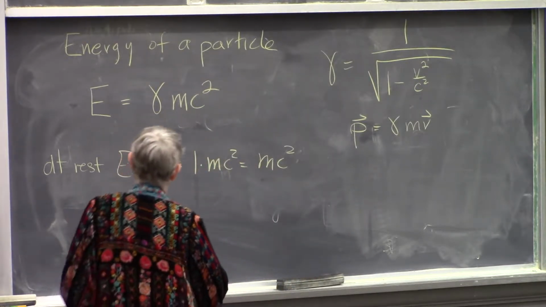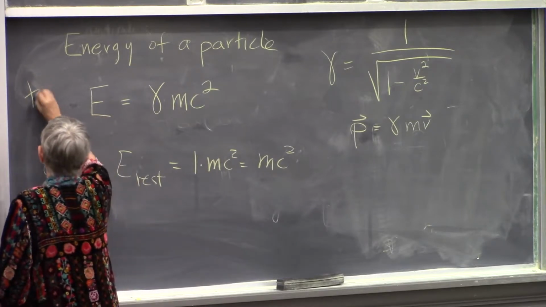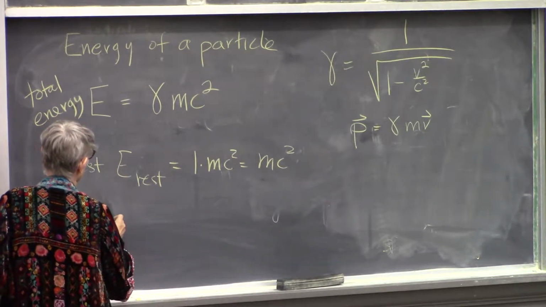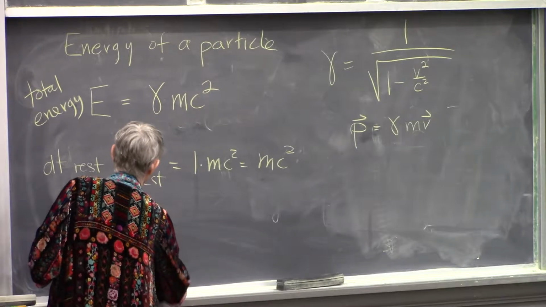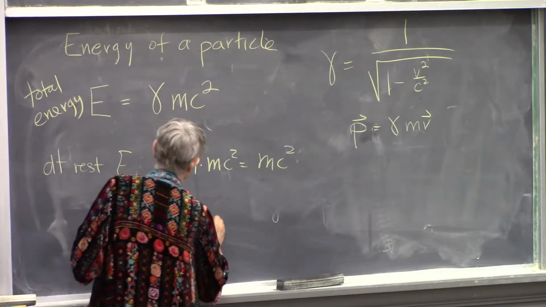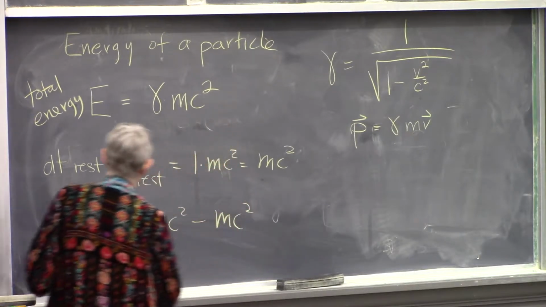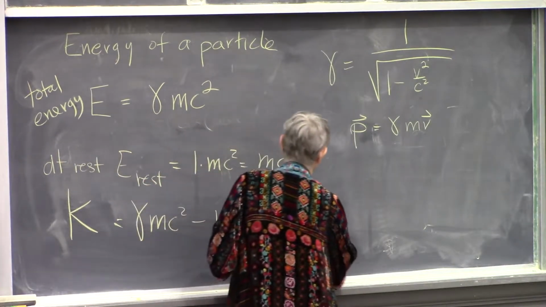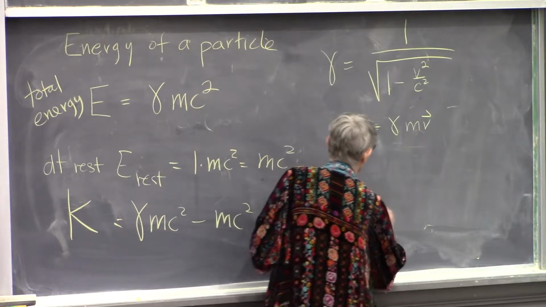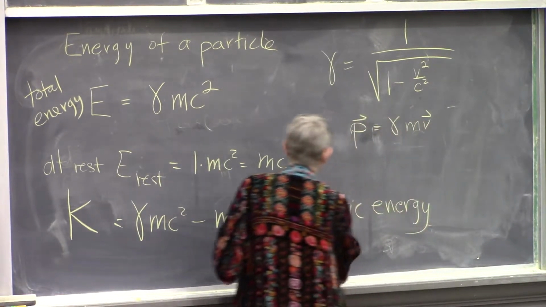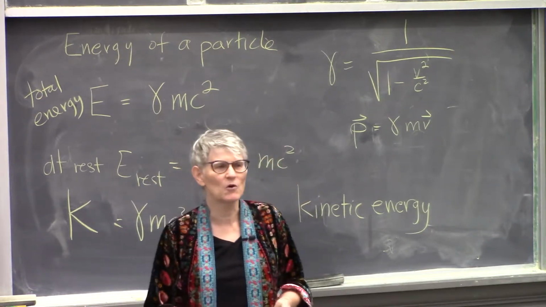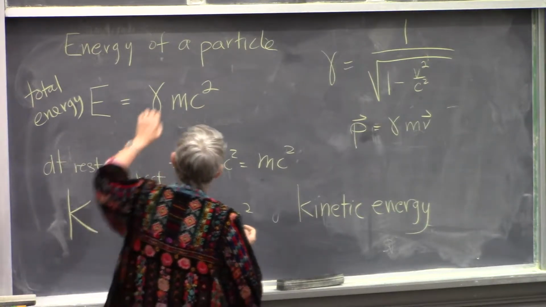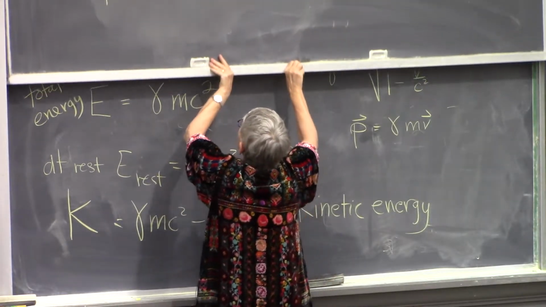Well, this is total energy. This is the rest energy. So that's just going to be gamma mc squared, which is the total energy, minus mc squared. And we call this kinetic energy. And that's just kind of a fancy word that comes from the Greek word for motion. So it really means energy associated with motion. So let's put this up here.